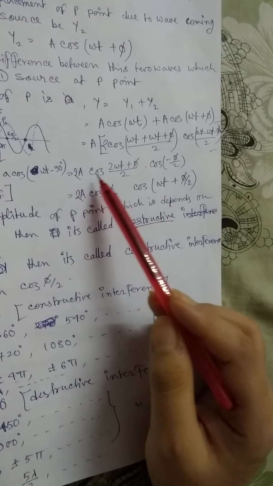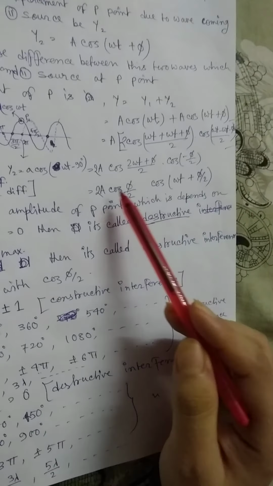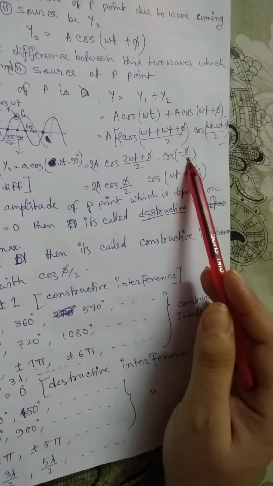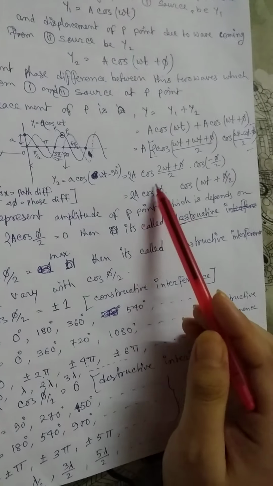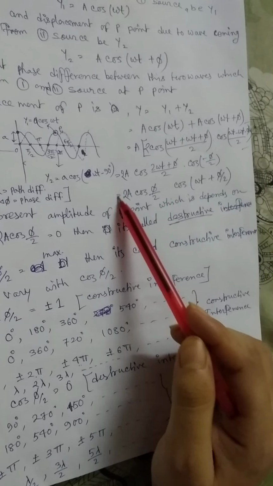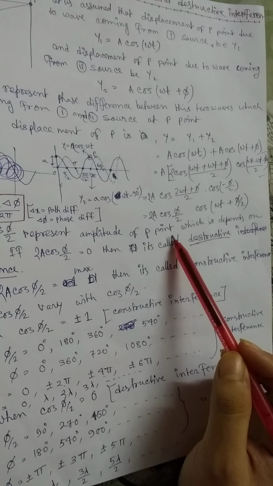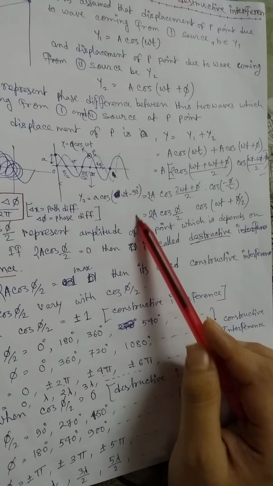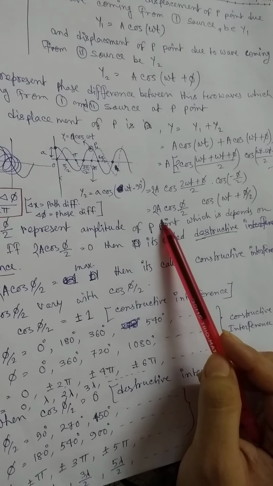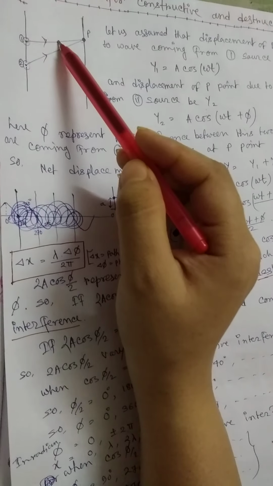Finally, we will get 2A cos(phi by 2) into cos(omega t plus phi by 2), because cos of minus theta equals cos theta. This represents the amplitude of the P point, right? This represents the amplitude of the wave which is formed by superposition of these two waves.